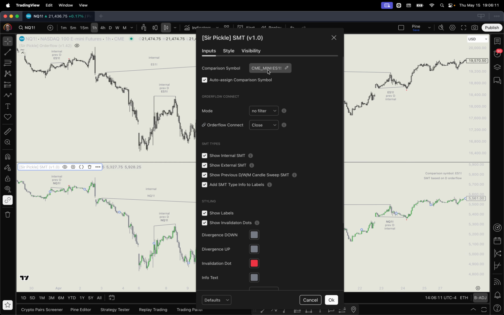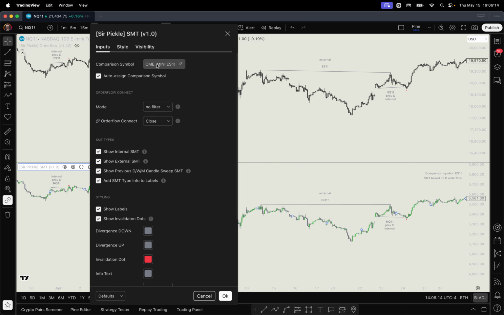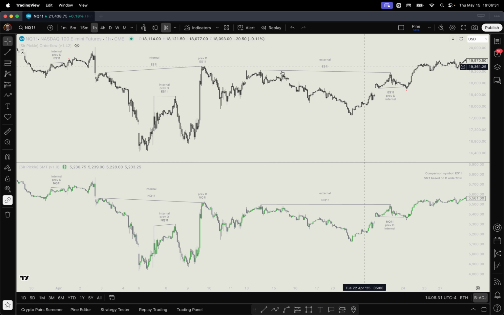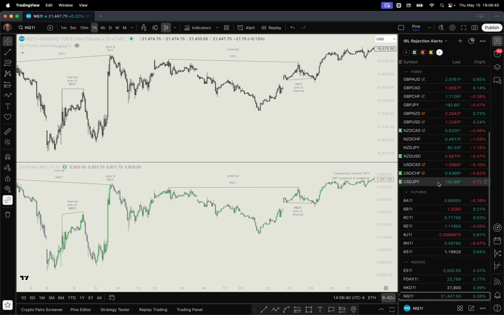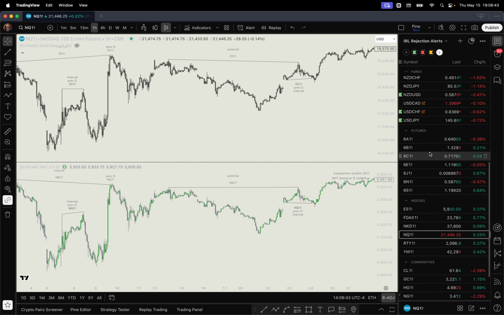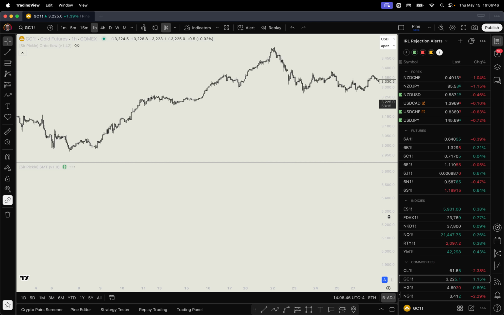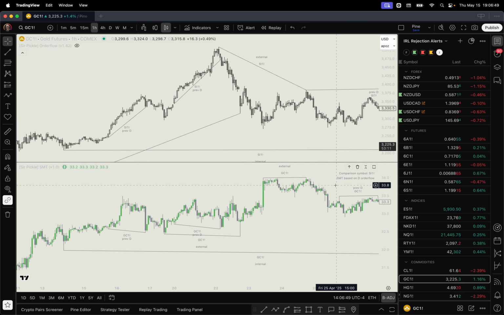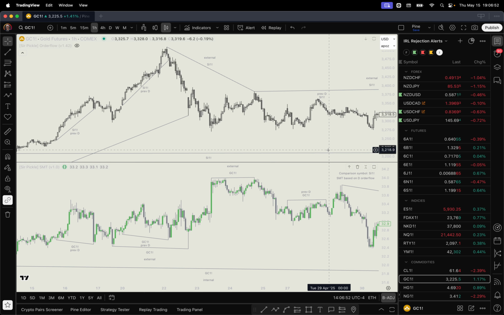So let's start here at the comparison symbol. By default, this is set to ES1, but this is not because we're on NASDAQ right now. This is just random. We had to pick one that is chosen by default. And whatever this is doesn't really matter as long as you have auto-assign comparison symbol activated, because our indicator does it all for you. So I'm on NQ1 and you can see here, I hope this is visible in the recording, but it says here comparison symbol is ES1. And if, for example, I go to gold, then it will say comparison symbol is SI1, which is silver. So it automatically picks that.